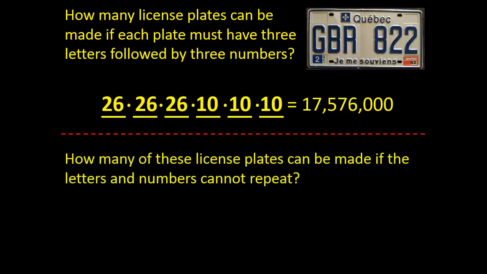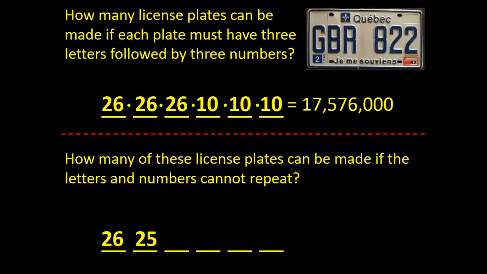How many of these license plates can be made if the letters and the numbers can't repeat? So we can still think about filling in our 6 blanks to represent our license plate. And we're still going to look at this position by position, but we have to think about the fact that we can't repeat the letters and we can't repeat the numbers. The first position is a letter, so there's 26 possible letters we could choose from. But whichever letter we choose for the first position, we can't choose it again for the second position. So we only have 25 choices for the second position.